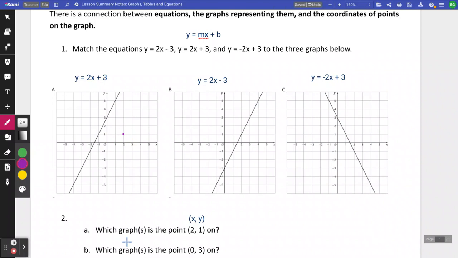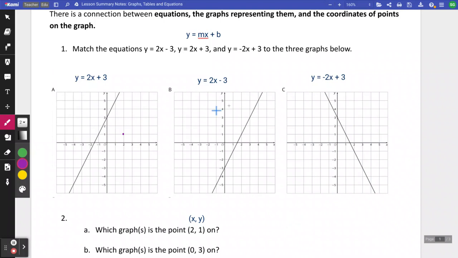And it's asking me which graph that point is on. Well, I'm looking at that point, that purple point I just marked. That is not on the line. So that would mean the point (2, 1) is not going to be on graph A. It could be on graph B, it could be on graph C, it could be on both graph B and C. I'm going to have you go ahead and, again, pause the video to finish up question A.